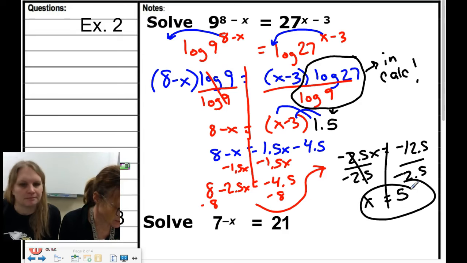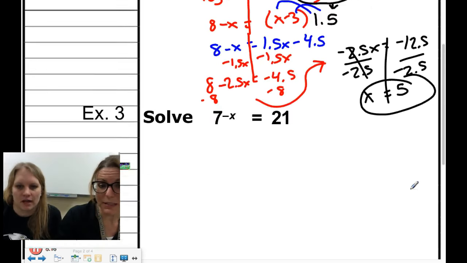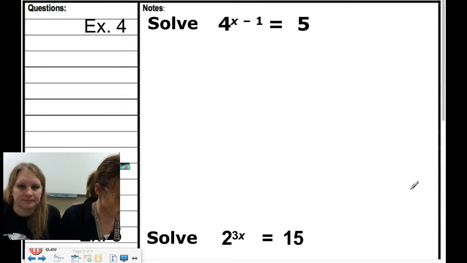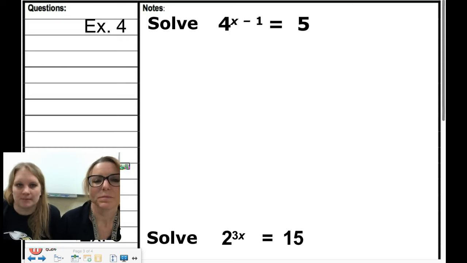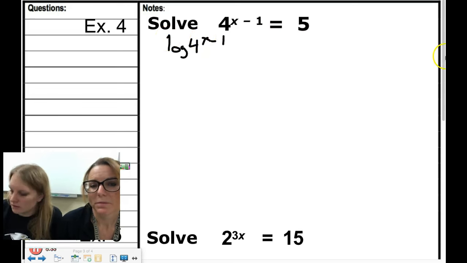Should we save this one for class? Sure, let's save this one for class and go to the next page. I think we should do this one. So we're going to log both sides. It's the same log steps for every single one. x to the x minus 1 power equals 5.